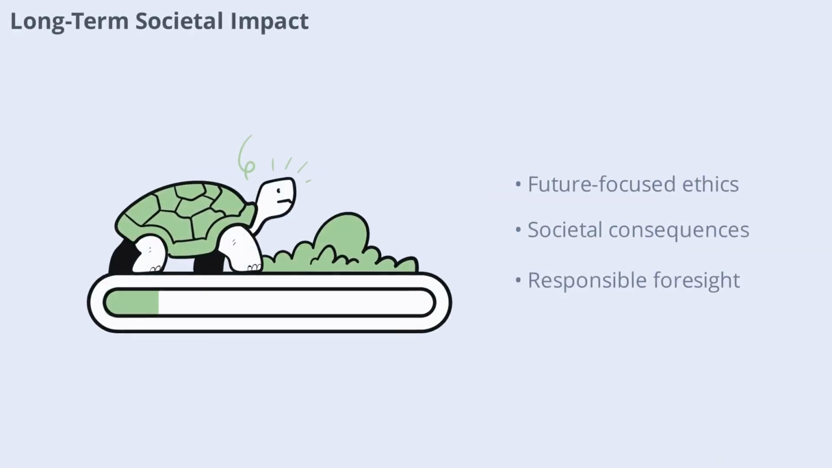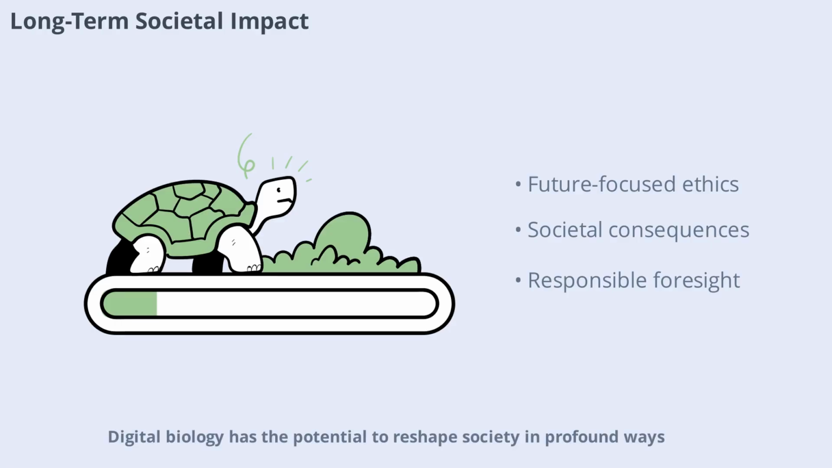Digital biology has the potential to reshape society in profound ways. From changing how we treat diseases to altering food production, its long-term impacts must be carefully considered. Ethical decision-making means thinking beyond immediate benefits and weighing possible future consequences for individuals and communities.